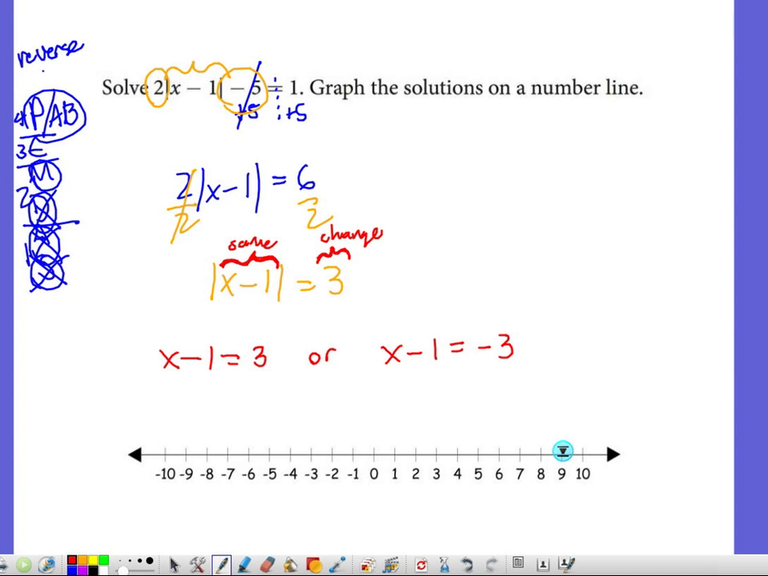Okay, so now we take a look at each of these individually and solve for x. So here we have to add 1 to both sides, and so we have x equals 4. Or here we have to add 1 again to both sides, and here we have x equals -2. Those are our two solutions, 4 and -2. That's basically it.